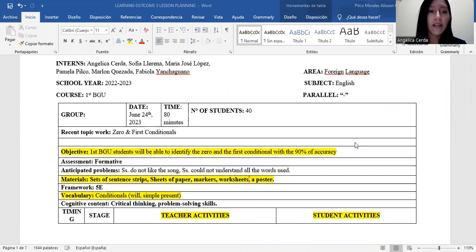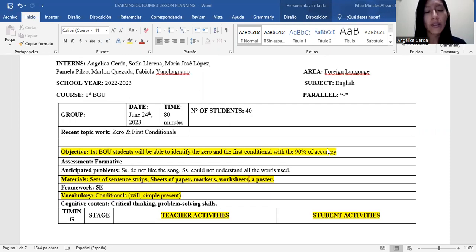The first one is the necessary materials, and here we have sets of sentence strips, sheets of paper, markers, worksheets, and a poster. The second one is the objective, and it is the first BGU students will be able to identify the zero and the first conditional with 90% of accuracy.